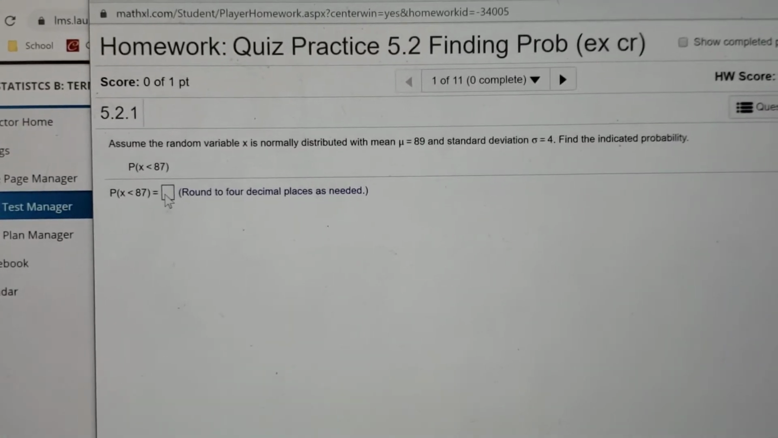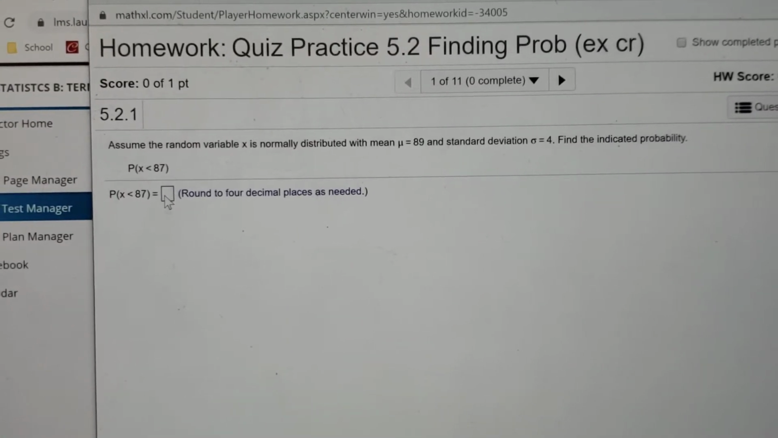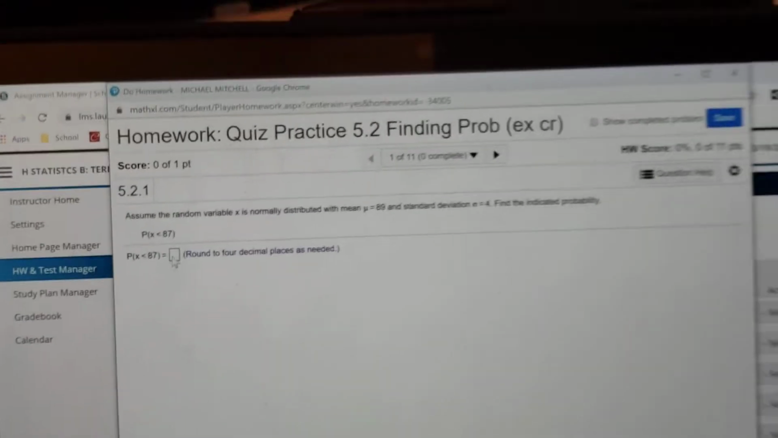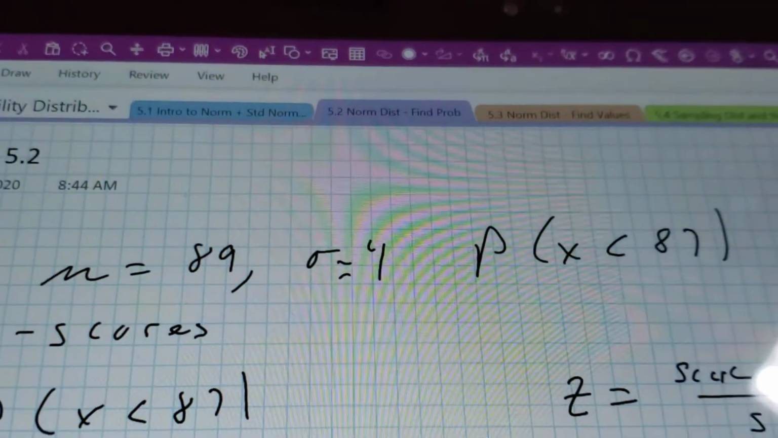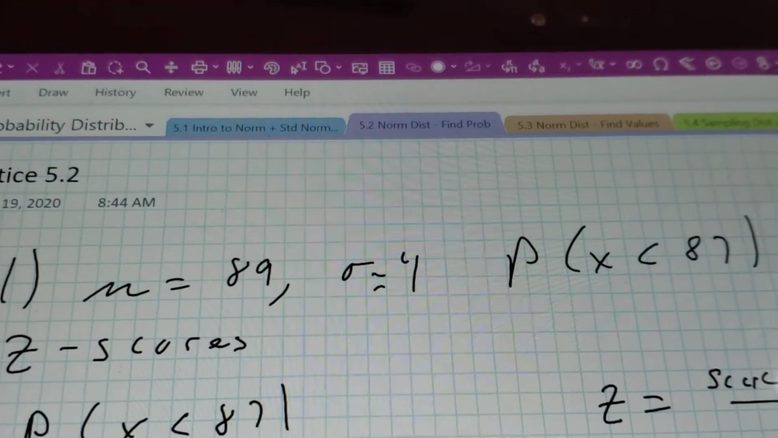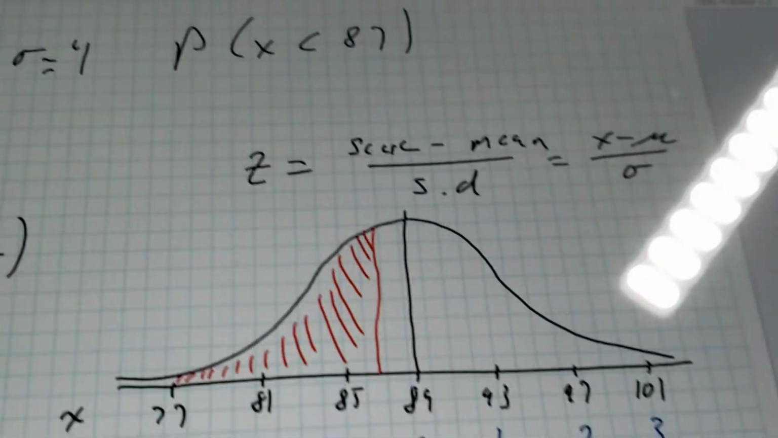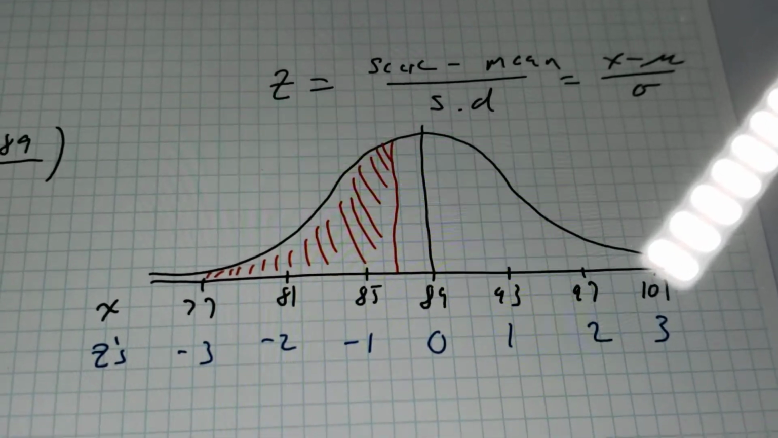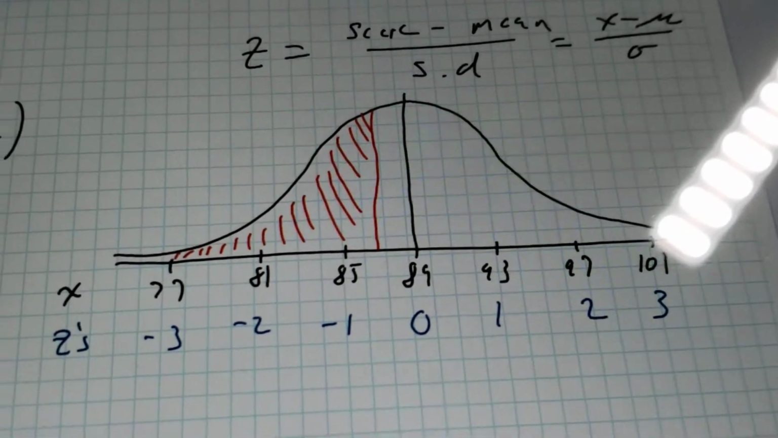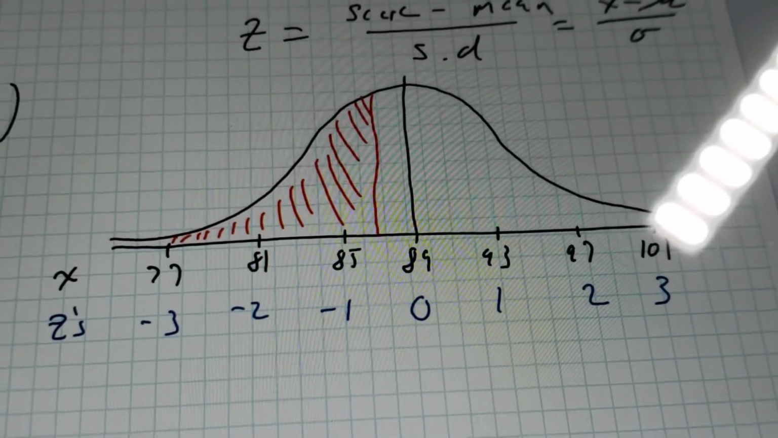There's our first problem. I'm going to copy down the important information, draw my diagram, find my z-scores. So there's my important information: mean, standard deviation, what I'm looking for. Here's my diagram. X-scores on top, z-scores in blue underneath.